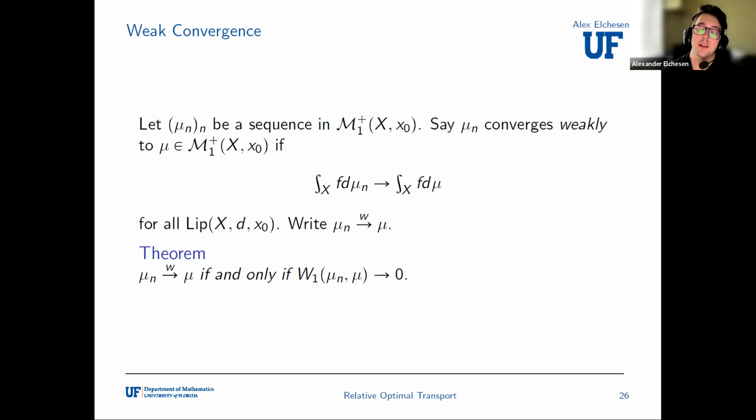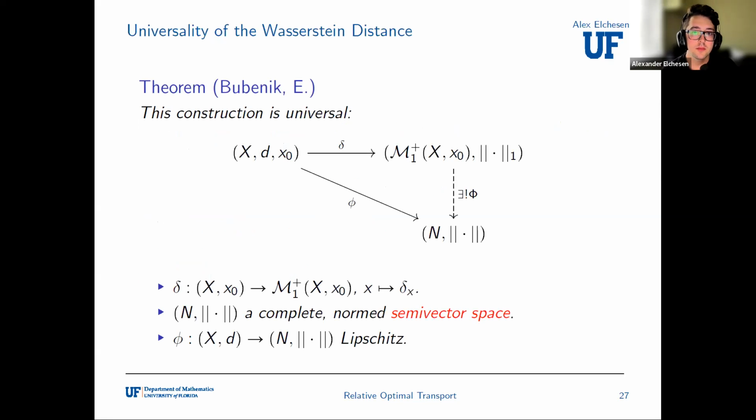And so a theorem analogous to a classical theorem is that the topology of weak convergence is metrized by the one Wasserstein distance, or in this case, the relative one Wasserstein distance. So mu n converges to mu weakly if and only if the Wasserstein distance goes to 0. And this was kind of what motivated us to actually look in this direction.